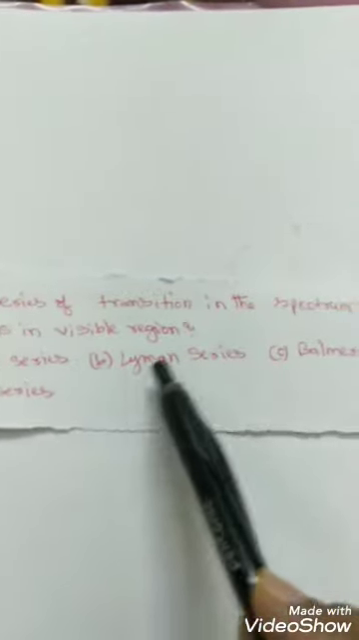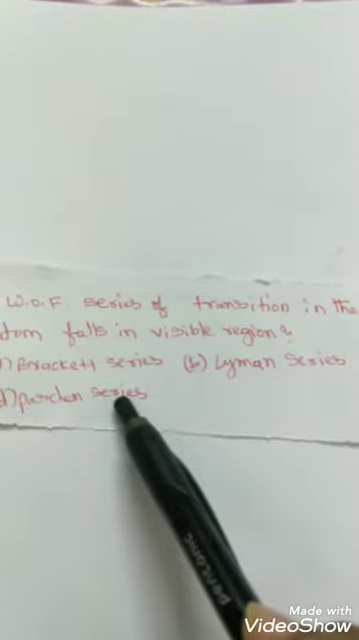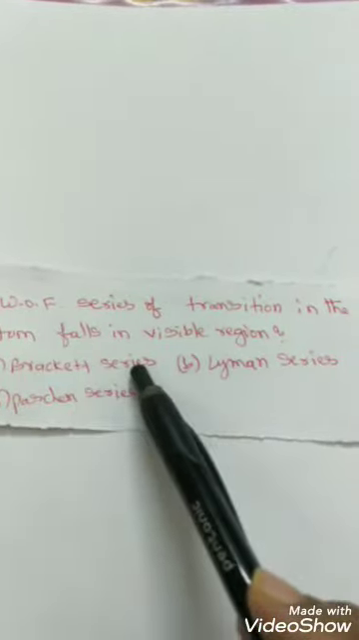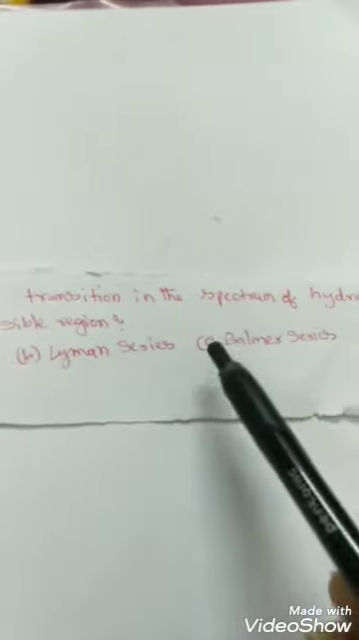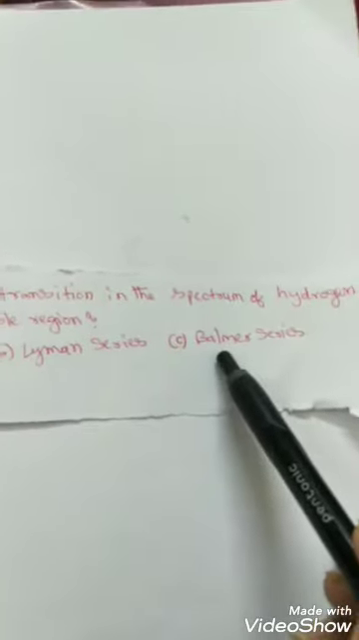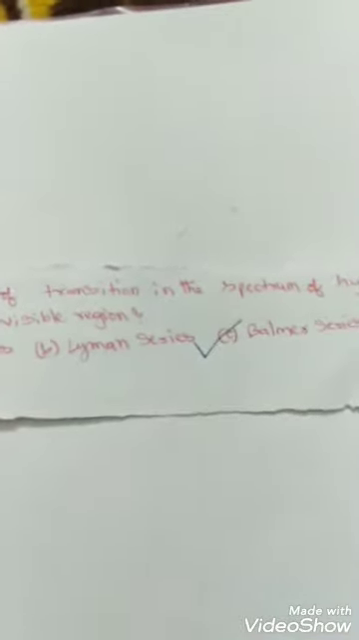So we have the Brackett series, the Lyman series, the Balmer series, and the Paschen series. The Brackett series belongs to the IR region. The Lyman series, you know, is the UV region. The Balmer series is the visible region. The Paschen series also belongs to the IR region. So the Balmer series is correct. In the Balmer series region, we see visible light.